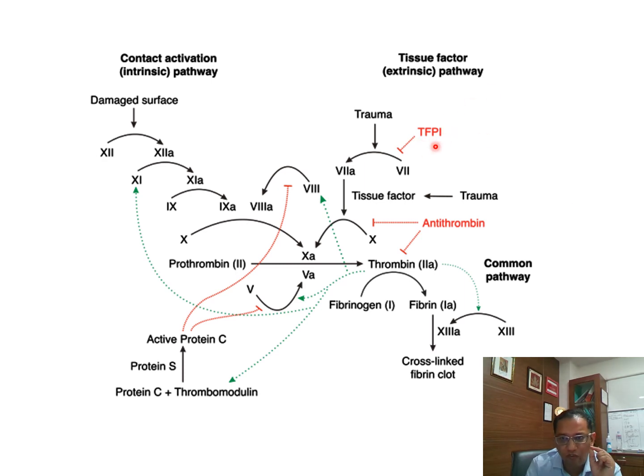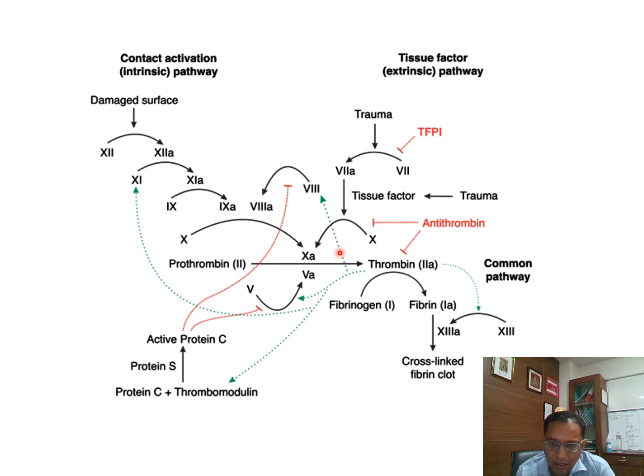First is this tissue factor pathway inhibitor. Now what it does is, after the trauma, it does not let the activation of factor 7 to 7A. So if factor 7A is not produced, obviously it is not going to activate factor 10 to 10A, and that is why there is not going to be any prothrombinase complex.